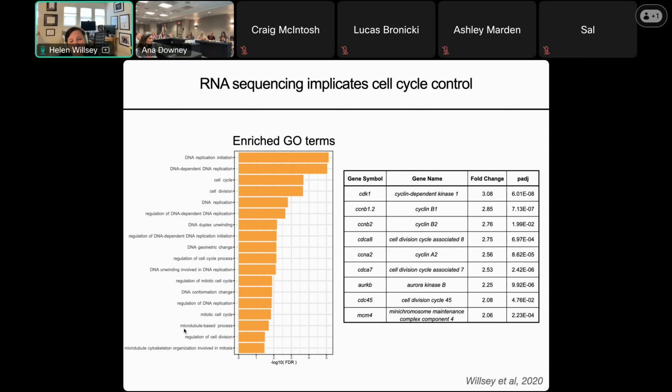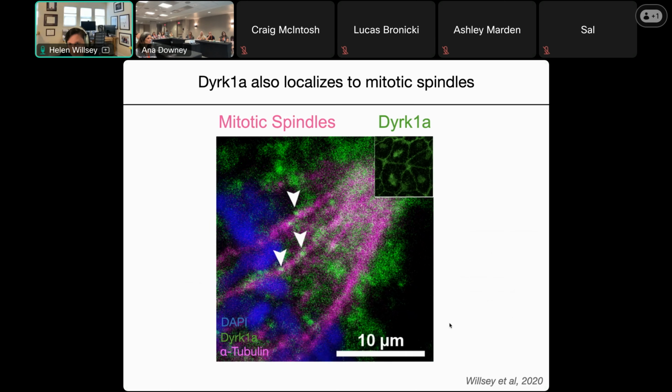And then what's really interesting to us was this idea of microtubule-based processes and microtubule cytoskeleton organization involved in mitosis, okay? So we looked at this and we said, okay, something is going on with cell division, and it looks like there might be something going on in microtubules. And because of this, and in combination with some work that the Jan lab at UCSF had done, showing that DYRK1A actually directly interacts with tubulin, which is the main component of microtubules, we looked at the mitotic spindle.